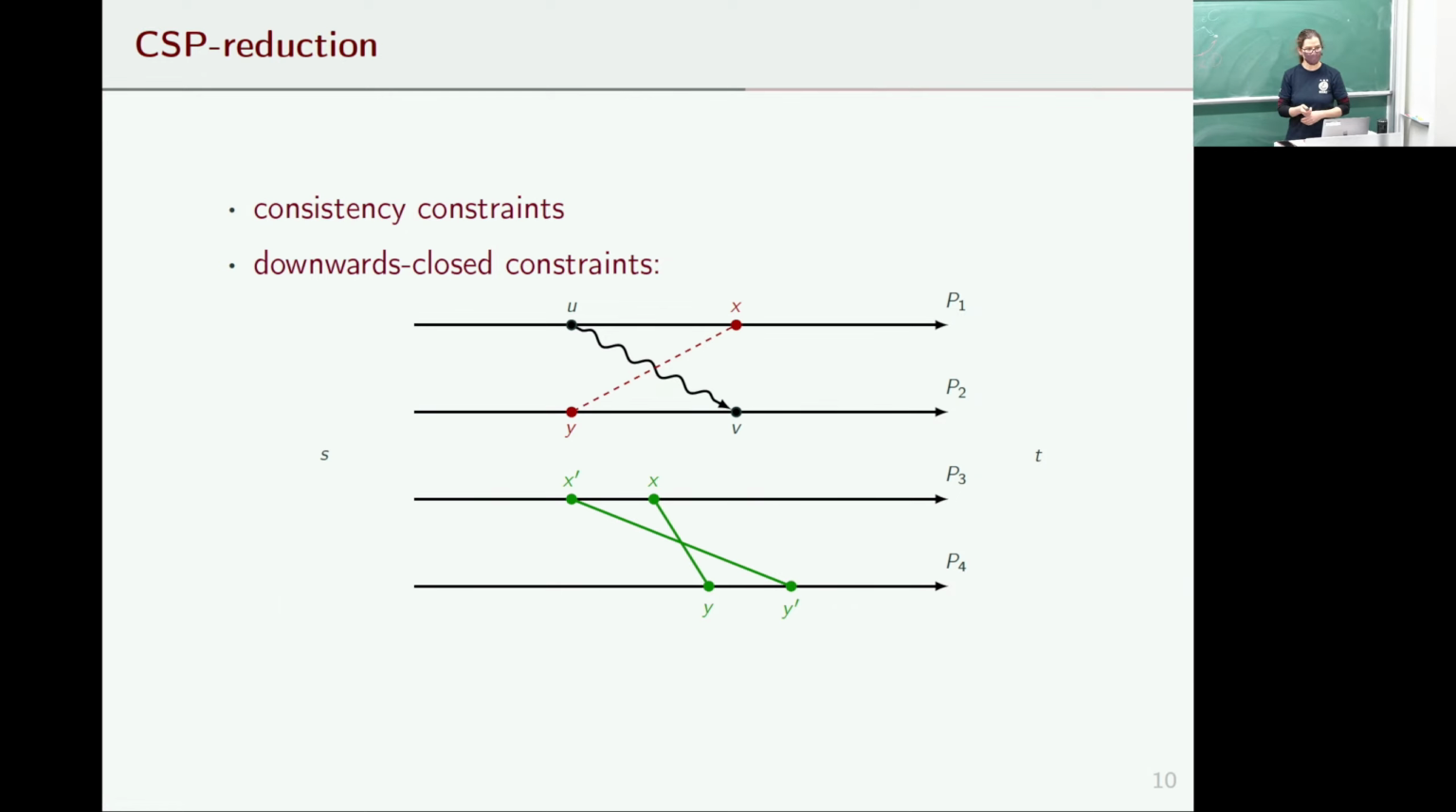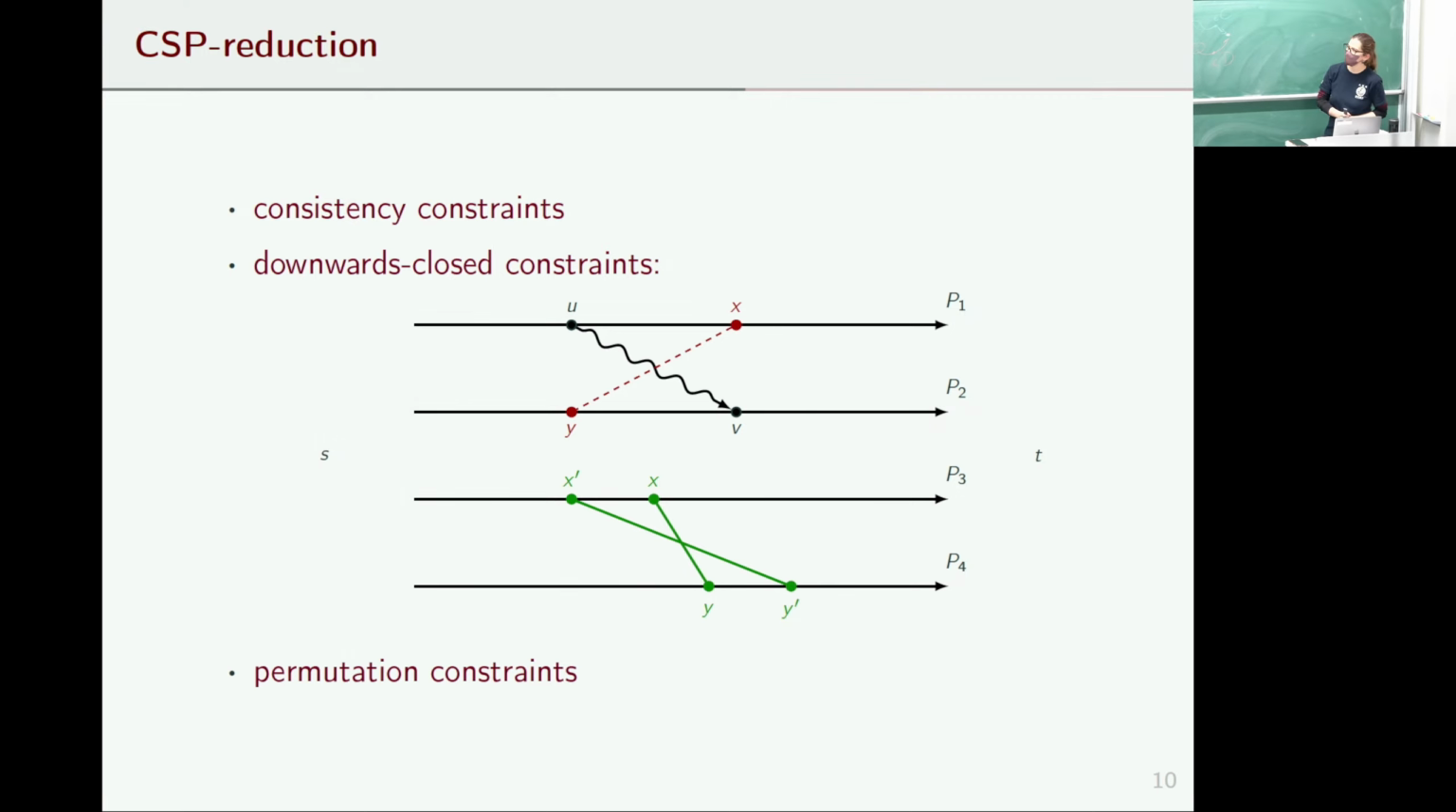And then we get this kind of downwards closure, as we can see down here. So if I have that xy is a feasible solution, I know that I can also shift the vertex on the lower path further to the right and the vertex on the upper path further to the left.